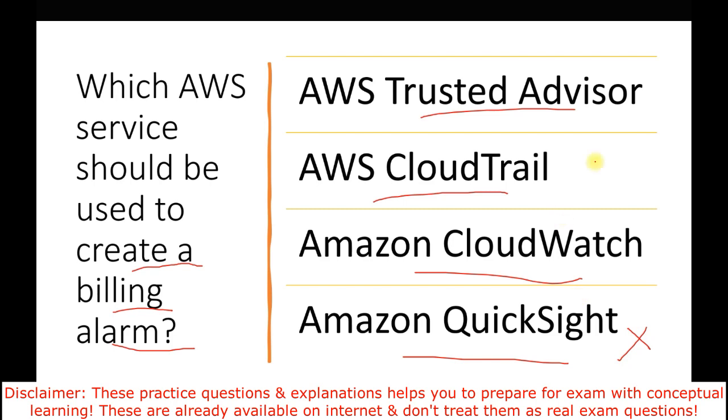So QuickSight is not correct. Trusted Advisor is also not correct. CloudTrail is not correct because it just logs API activities. CloudWatch is the correct service which can create a billing alarm, because it monitors and collects the metrics which help us generate the billing, and it will send the alarm to us. So this is the correct choice for this question. Let's see what we have next.